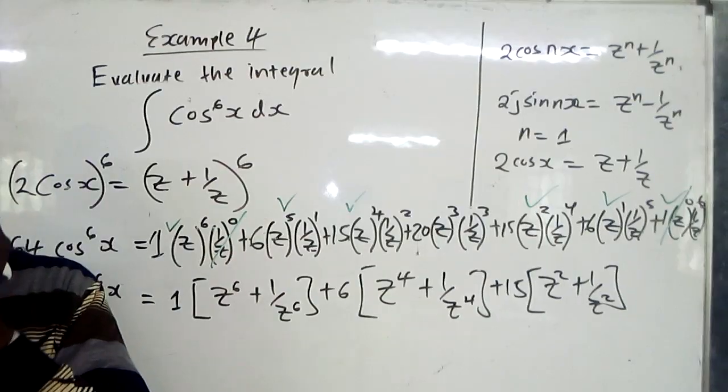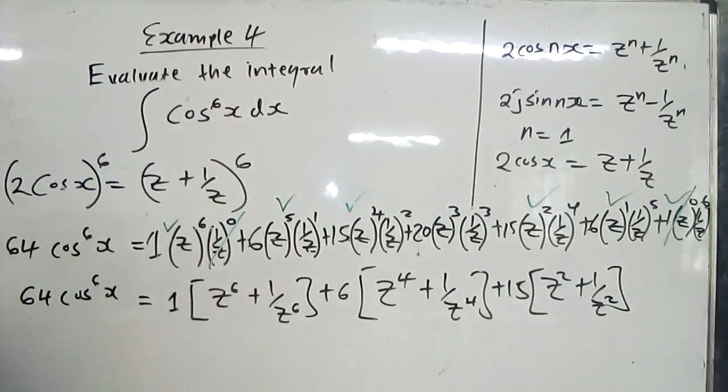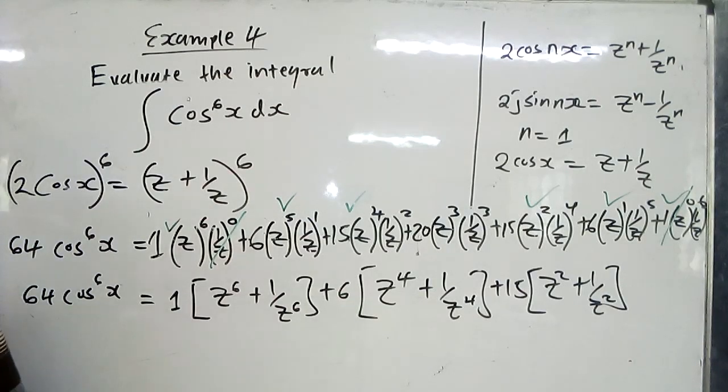There's no negative sign. Negative sign will only arise when you are dealing with a sine, because sine is having j. So there are cases when you square j, you get negative 1. When you cube j, you get negative j. When you raise j to power 4, you get 1. Are you seeing? So it is the sine function which will change some of them to negative. Are we together?